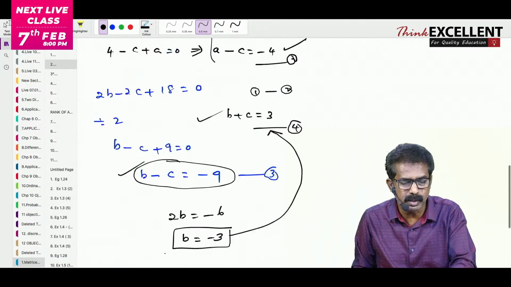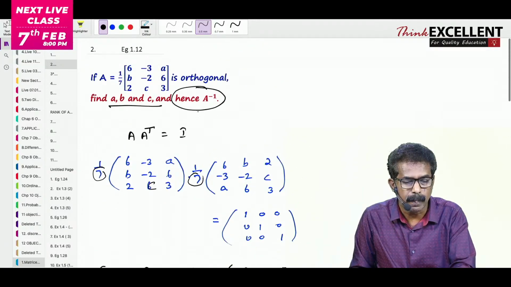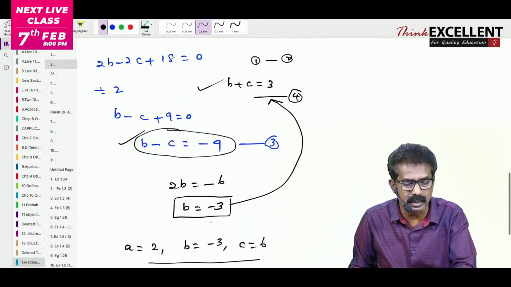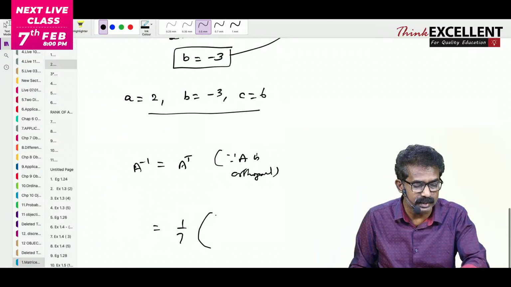Just write A transpose. So what should we do? A transpose. Here 1 by 7 will remain as it is. 1 by 7 you write as it is. Now you take transpose of A, at the same time you substitute.